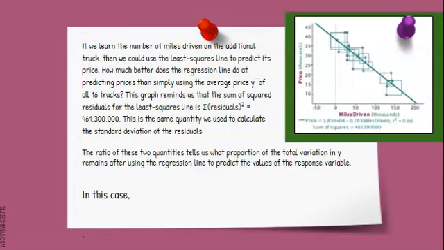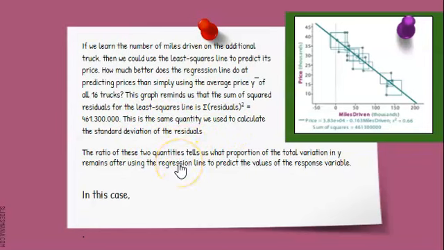Well, how much better does the prediction line do at predicting the prices than simply using the average of the y values of all the trucks? This graph reminds us that the sum of squared residuals for the least squares regression line is this right here. Right? There's our squared residuals, and we add up those areas. In this case, this is the area we get. This is the same quantity that we use to calculate the standard deviation of the residuals.